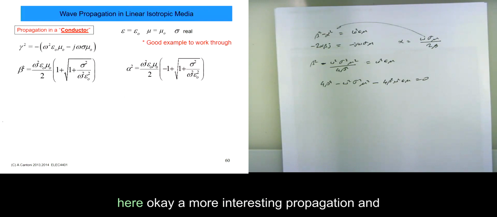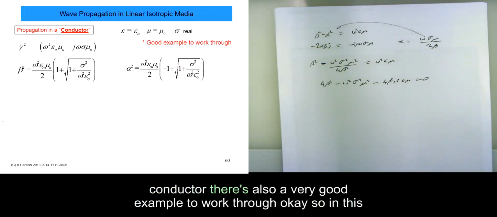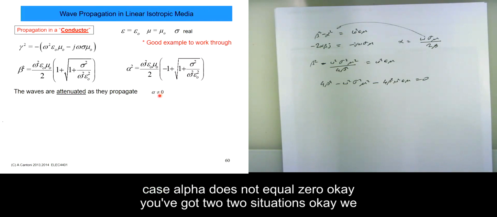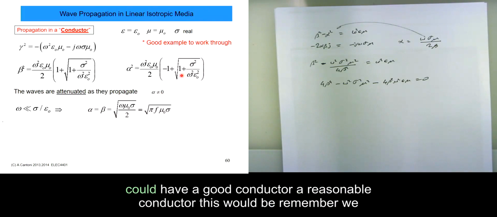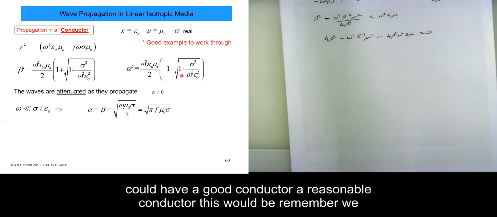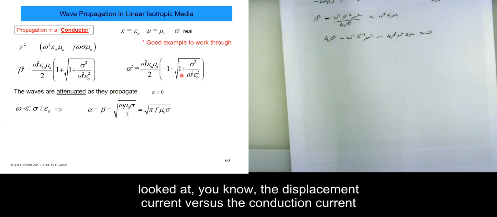Now, a more interesting case is propagation in a conductor, also a very good example to work through. In this case, alpha does not equal 0. We've got two situations. We could have a good conductor, and remember we looked at the displacement current versus the conduction current before.